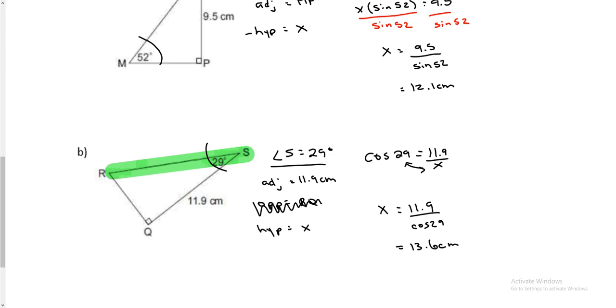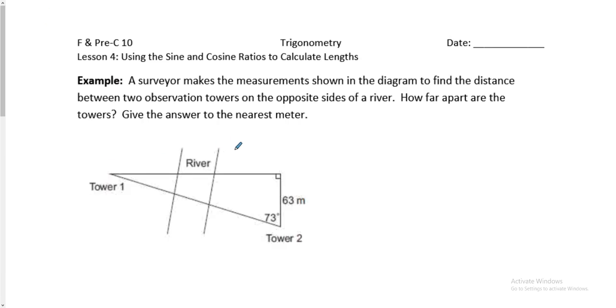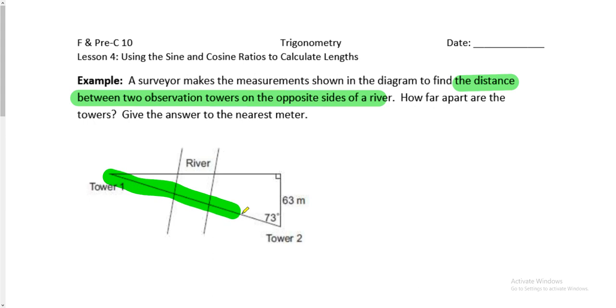Next question. A surveyor makes the measurements shown in the diagram below to find the distance between two observation towers on opposite sides of the river. So we're looking for this distance here, opposite the river. So we're looking for our hypotenuse again. How far apart are the towers?